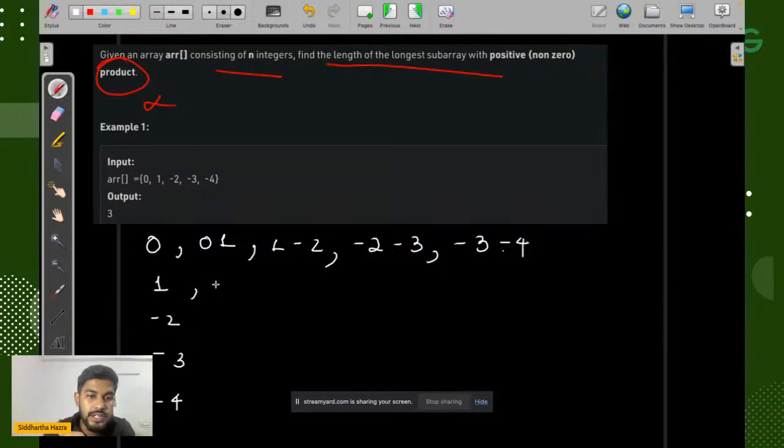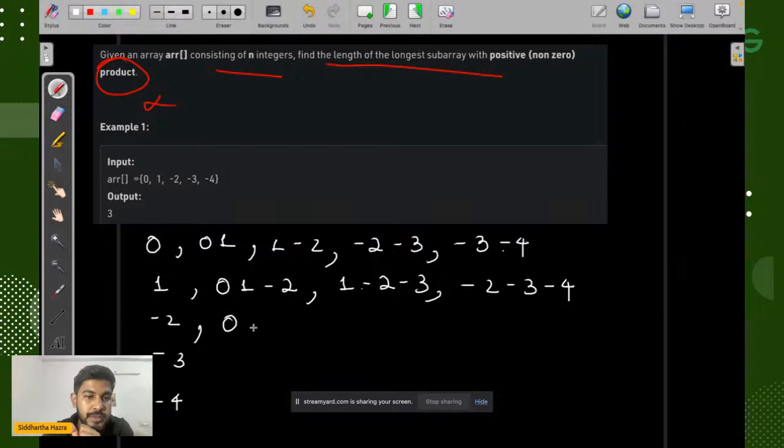Now, length 3. So we have the subarray as 0, 1, and minus 2. We have the subarray as 1, minus 2, minus 3. We have the subarray as minus 2, minus 3, minus 4. And the whole array can also be a subarray, so 0, 1, minus 2, minus 3, and minus 4. Okay, fair enough. So this is not a subarray with positive product because it has a simple 0.